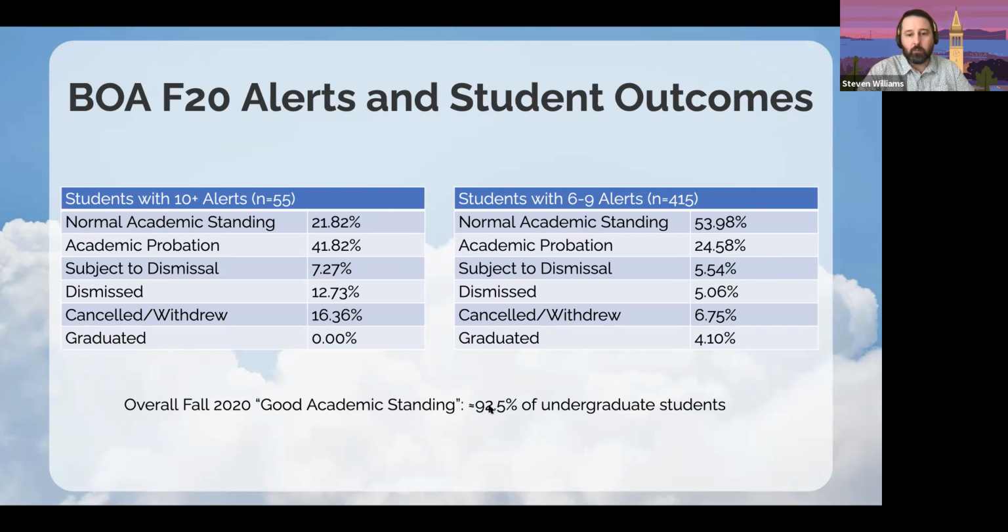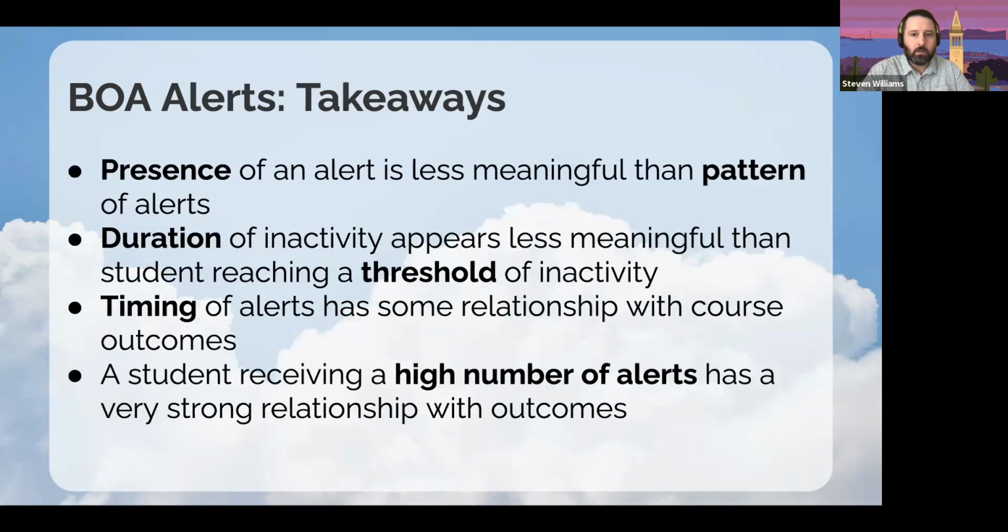And again, at Berkeley, about 92.5% of students on average end the term in good or normal standing. So we're seeing from the alerts that just the presence of a single alert isn't so meaningful, but it's the pattern of alerts that really tells us a lot potentially about the students. It looks like there's a threshold of inactivity that leads to students not being able to necessarily complete their courses successfully. The timing, and then the pattern or the quantity of alerts seems to be the most meaningful piece.